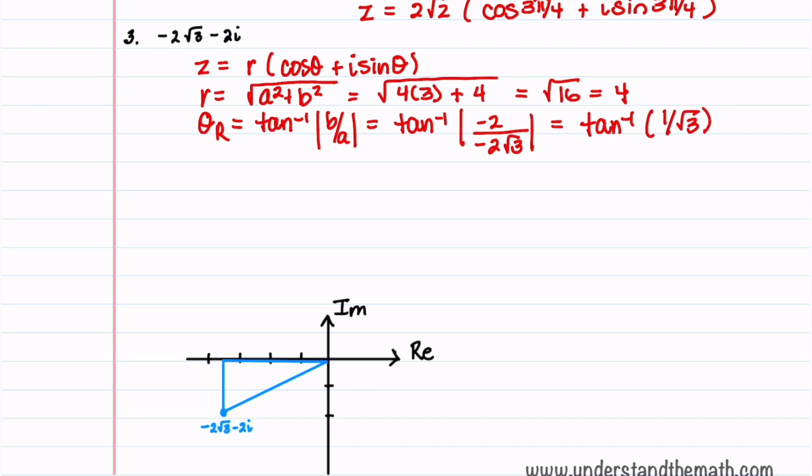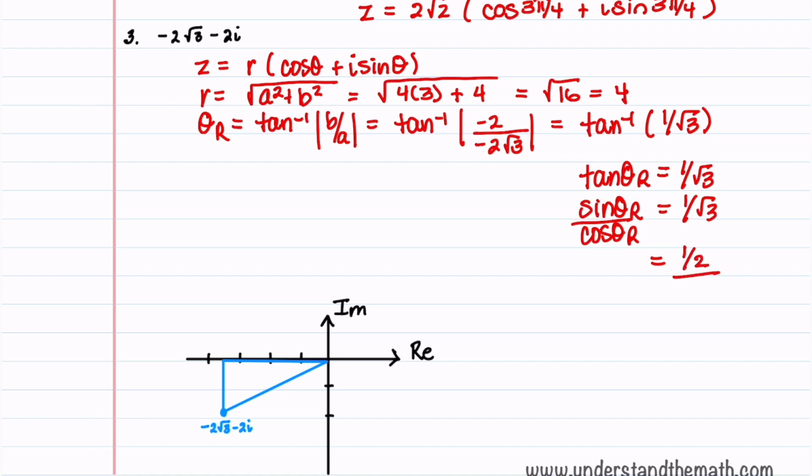Most people don't have this value memorized, so let's think about this in terms of tangent theta sub r. We have tangent theta sub r is 1 divided by root 3. We know that tangent is sine theta sub r divided by cosine theta sub r. So we can think of this as 1/2 divided by root 3 over 2. And when we do that, we can easily see that theta sub r is pi over 6.